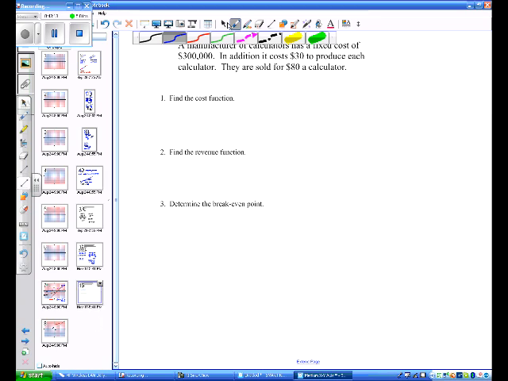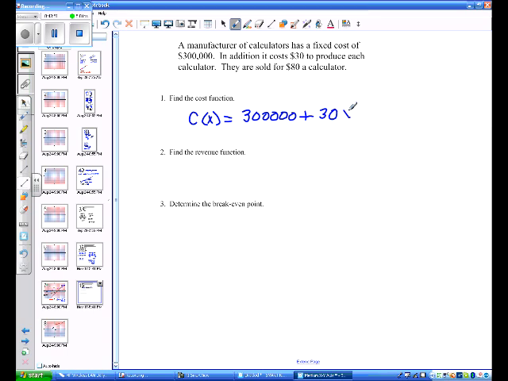Okay, a manufacturer of calculators has a fixed cost of $300,000. In addition, it costs $30 to produce each calculator. They're sold for $80 a calculator. We want to find the cost function. Now, the cost function, which we'll call C of x, is our fixed cost, which is $300,000, plus the cost per unit to produce. It costs $30 per calculator, so 30, and we'll let x be the number of calculators. So that would be our cost function.